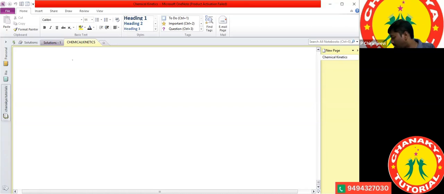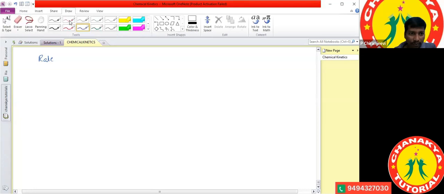Second order reaction, what is the formula? The rate constant of the second order reaction. So what is the formula we can write for the second order reaction? K is equal to 1 by t into 1 by (a minus x).